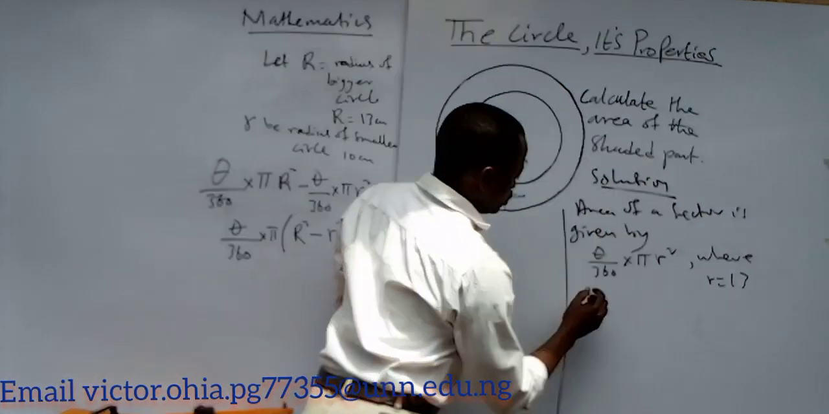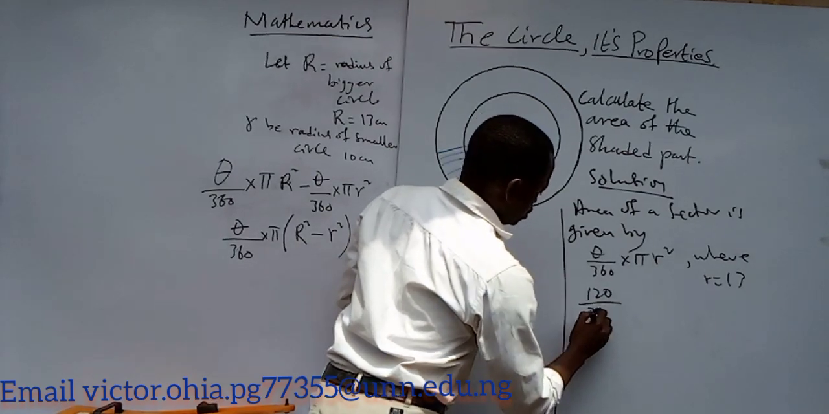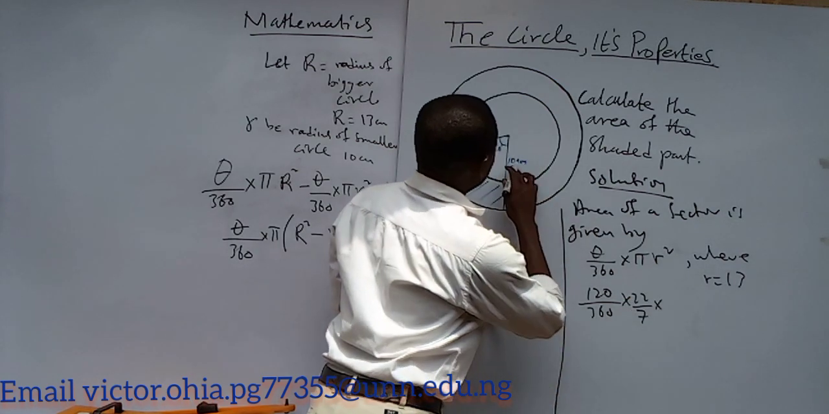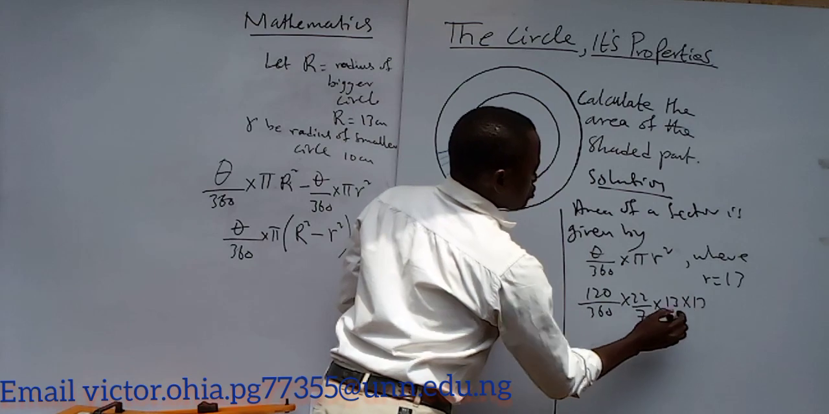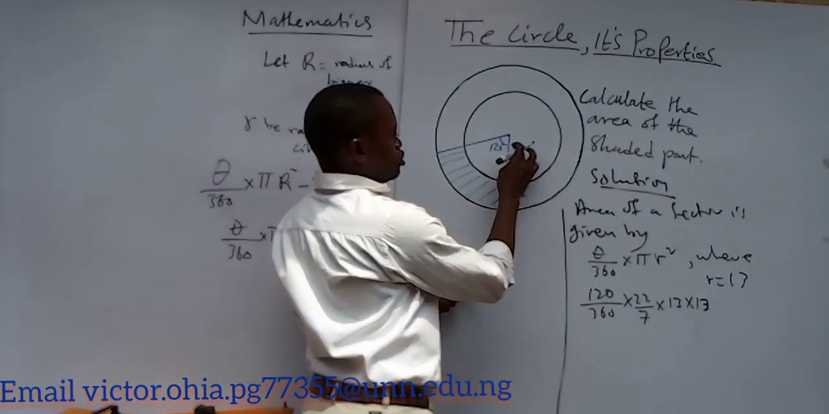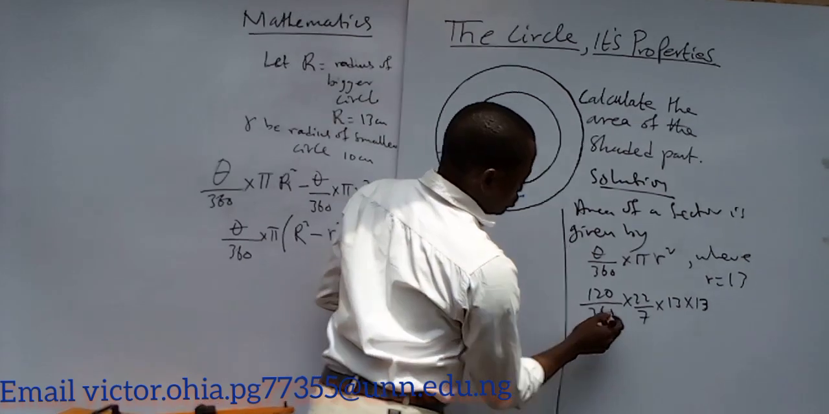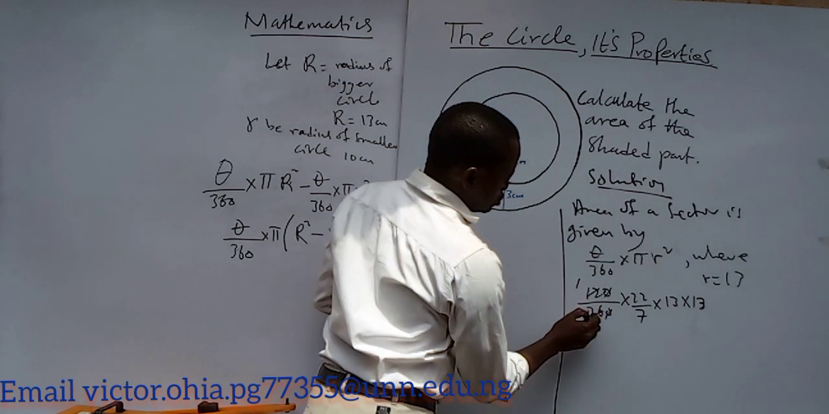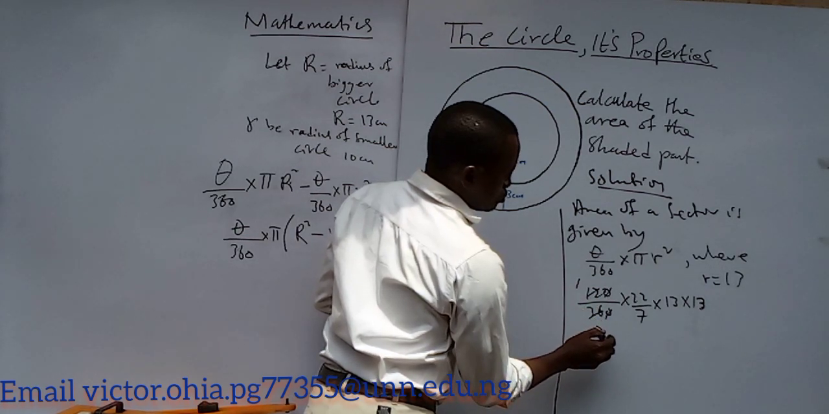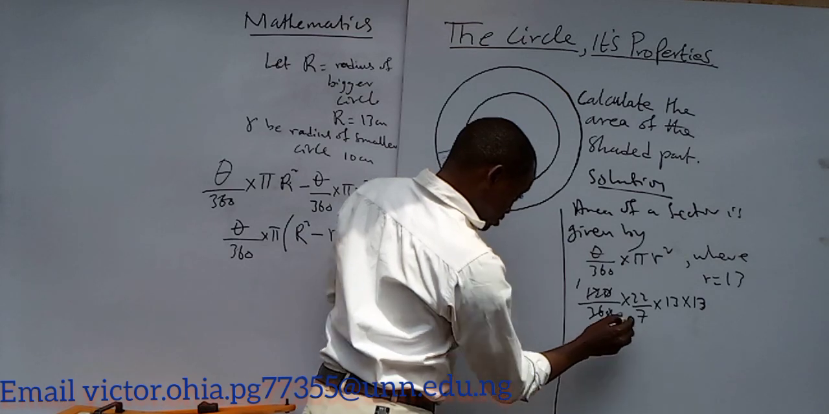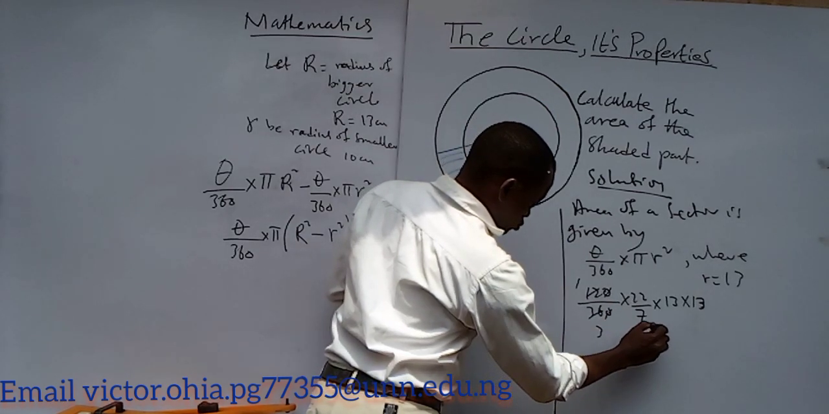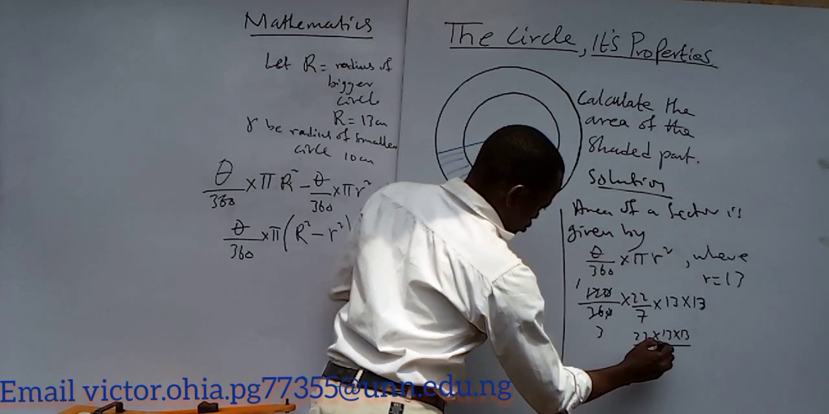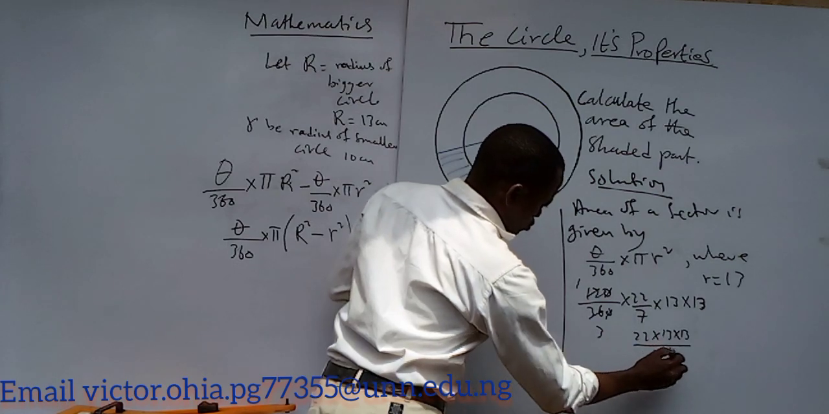So here I'm going to have 120 over 360 times 22 over 7 times 13 times 13. I hope you know how the 13 is coming about: 10 plus 3. So take away 0, take away 0. 12 cancels itself, 1; cancel 36, 3. I don't think there's any other thing that can divide these. So we have 22 times 13 times 13 all over 7 times 3, which is 21.